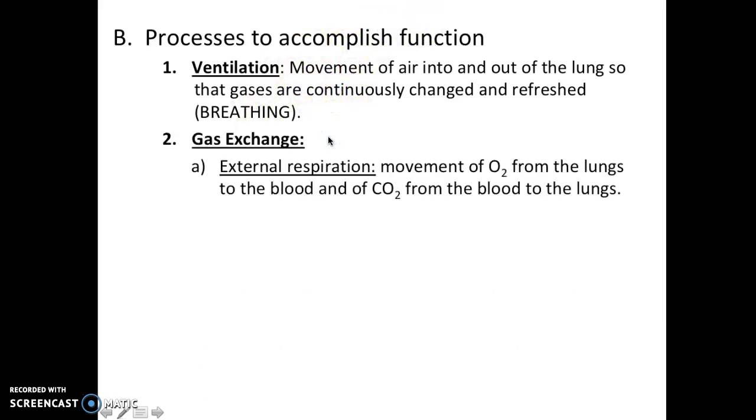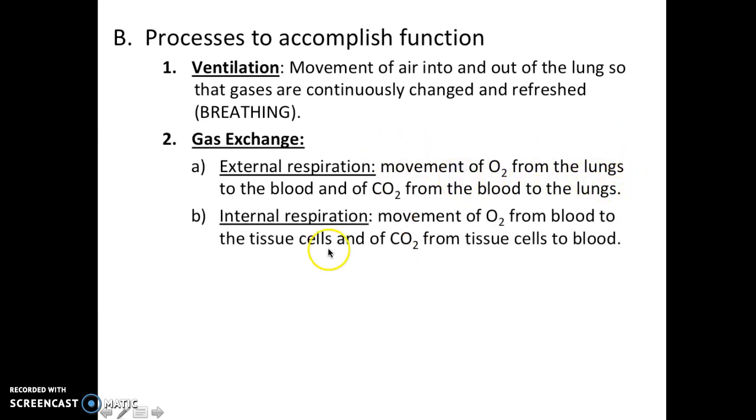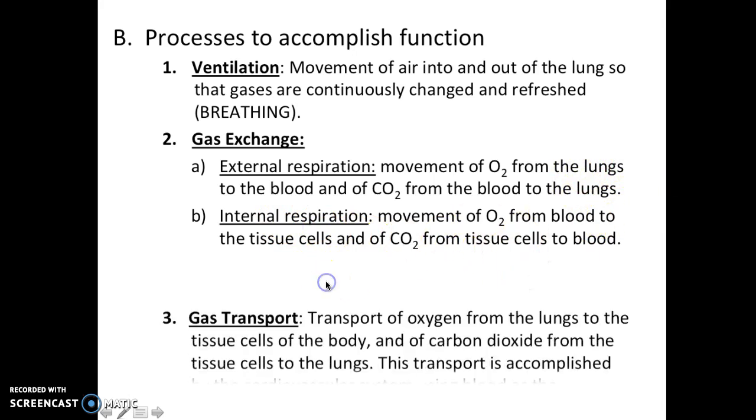Gas exchange: you have external gas exchange. That would be the movement of oxygen from the lungs to the blood and of CO2 from the blood to the lungs. So that's pretty much just, we're in the lungs. So the exchange at the lungs. Internal respiration would be within the tissues and the blood. So now we're internal. External respiration is the exchange within the lungs, and internal respiration is the exchange within the tissues.